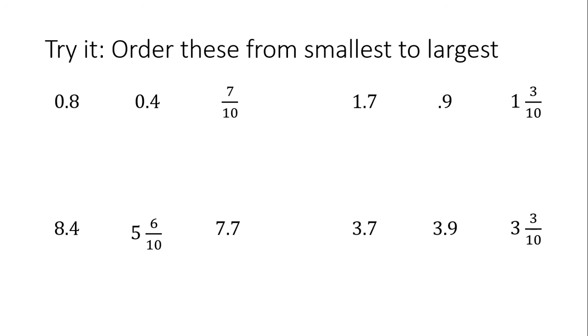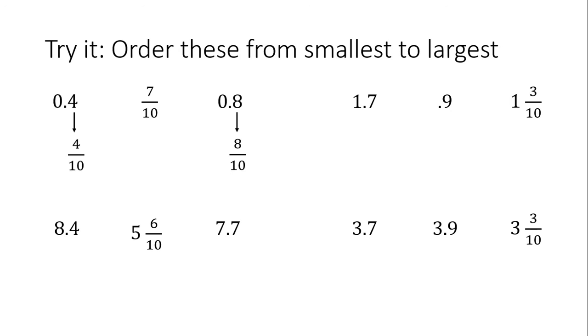Okay, let's check your answers. Starting on the top left, we have 0.8, 0.4, and 7/10. So 0.8, well, that just means an 8 in the tenths place, so 8/10. 0.4, well, that just means 4 in the tenths place, so 4/10. And now we have 8/10, 4/10, and 7/10. That's easy to arrange. 4/10 is the lowest, 8/10 is the highest. Whoop. And now we've sorted it from smallest to largest.